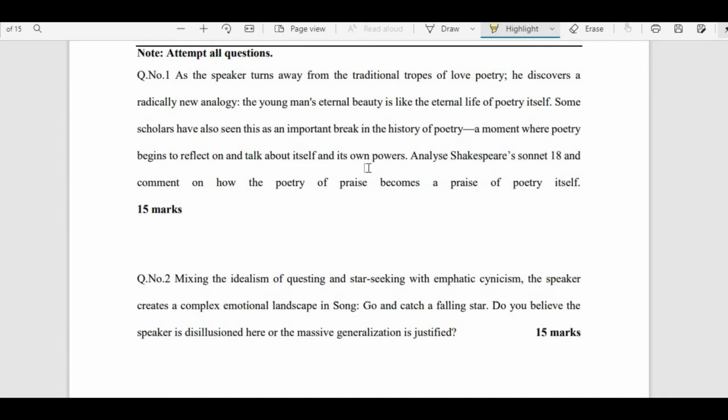All right, so here you have to address this question in this manner: yes, Shakespeare breaks the traditional love poem. In traditional love poetry, the poets used to compare the beauty of their lovers with the beauty of the external world, such as flowers, summer, etc. But Shakespeare found this comparison, this metaphor for his beloved, not sufficient, because he wants the beauty of his beloved to be eternal.